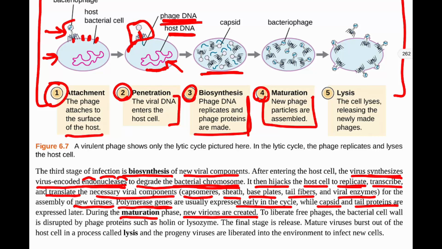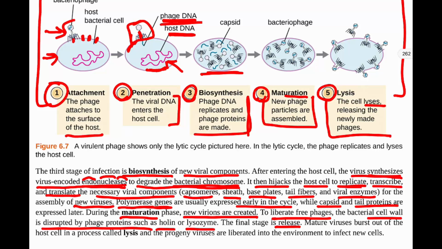So to liberate these free phages, the bacterial cell wall is going to be disrupted by phage proteins, such as holin or lysozyme. So they're going to break apart this outer portion, and then this is step 5. We have lysis and release of these new viruses, these bacteriophages. So we put them together in the maturation phase, and then in step 5, the cell lyses and it releases all of these newly made phages.